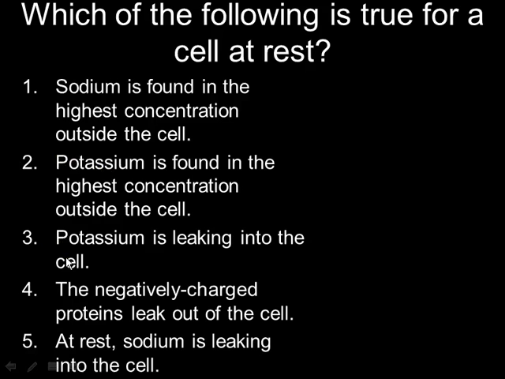Number 3, potassium is leaking into the cell. If potassium is leaking, where's it leaking to? Outside. If it leaks, it moves by diffusion. So it leaks out of the cell. That one's false. How about number 4? Negatively charged proteins leak out of the cell. That's false. Those anion proteins, they can't move through. Why? They're big and they have a charge. So that lipid membrane doesn't let them go through.